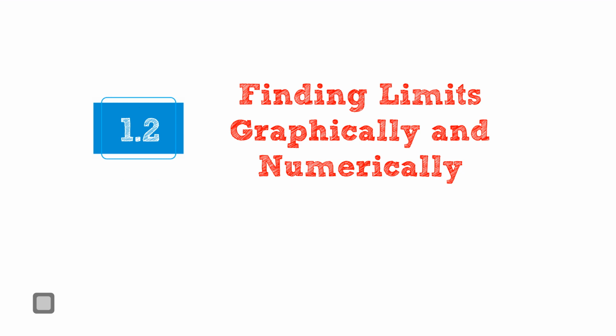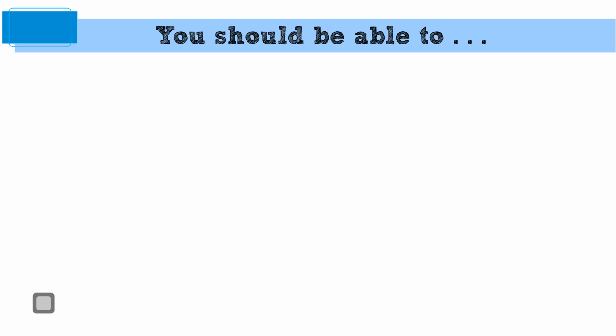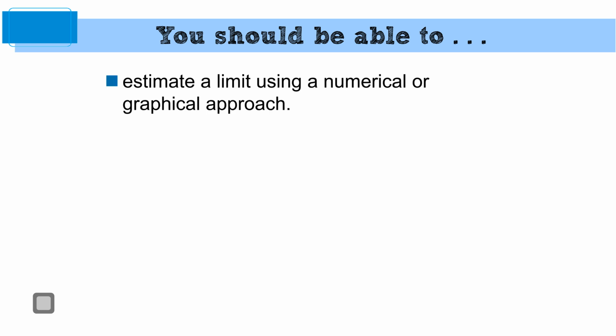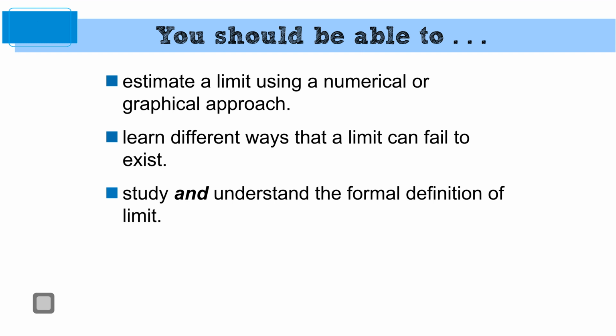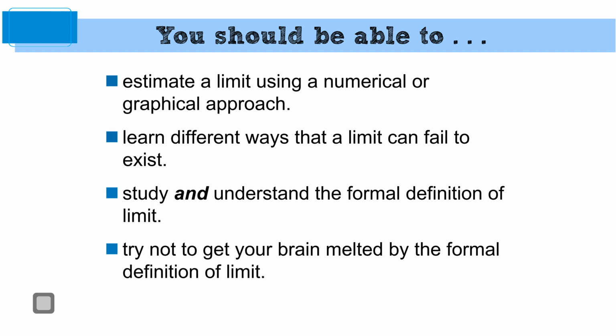Numerically and graphically. So we'll start with the graph. After we do this, you should be able to estimate the limit numerically and graphically. That's why it's called numerically and graphically. We're going to talk about what happens when you can't take the limit. We're going to talk about the formal definition of limits. That's where some of you will throw up. And then, as a safety tip, try not to get your brain melted today.